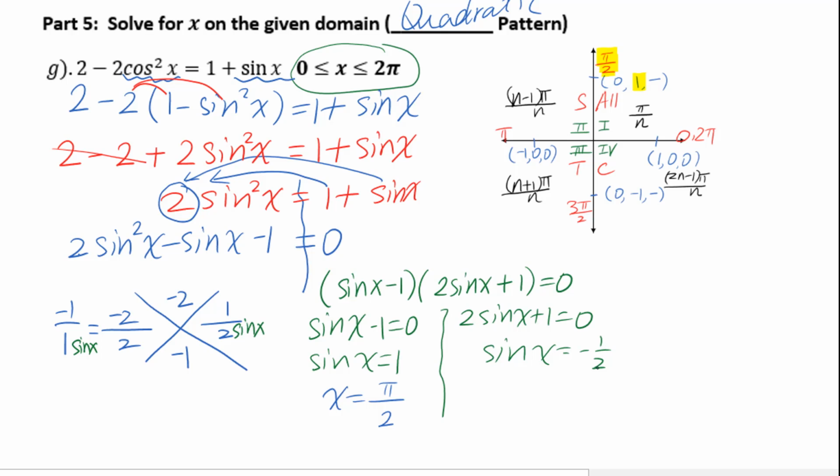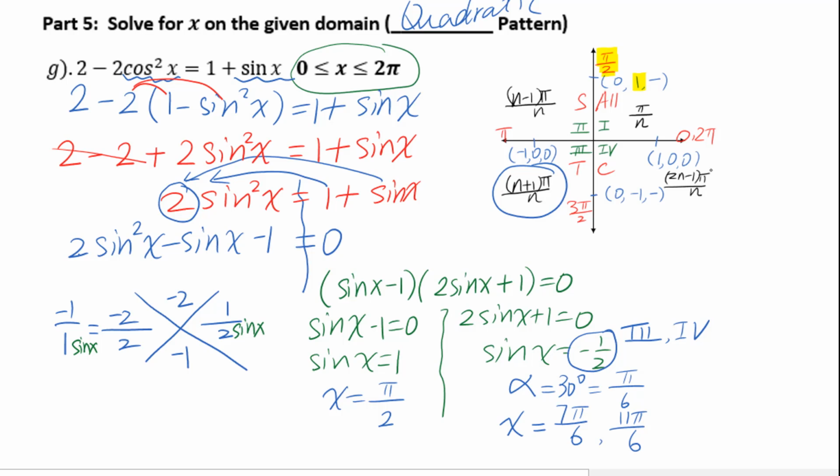Sine x equals negative 1/2. Reference angle is 30 degrees equals pi over 6. It will go to the third and then the fourth quadrant because this is a negative 1/2. Therefore, your x equals 7 pi over 6 and 11 pi over 6, because you have to use these two patterns to write down your answer.